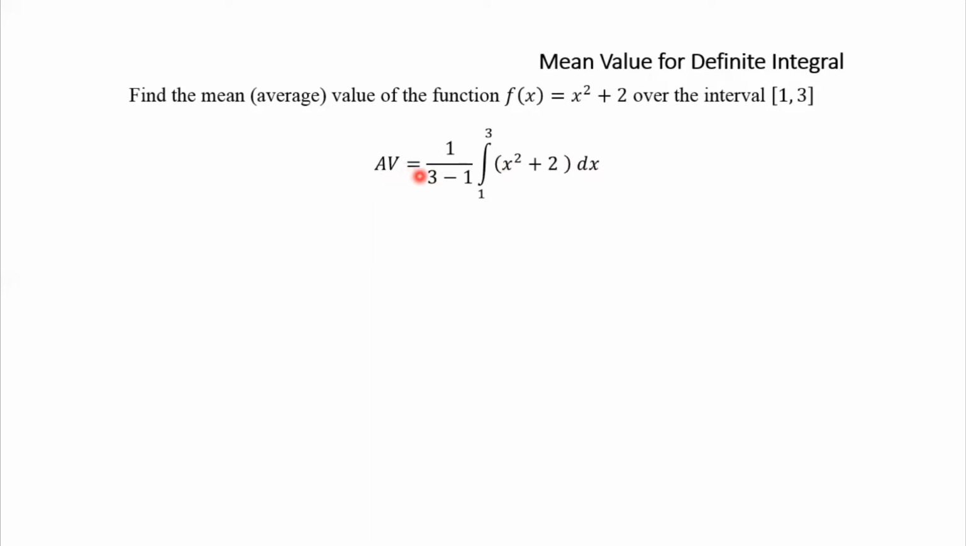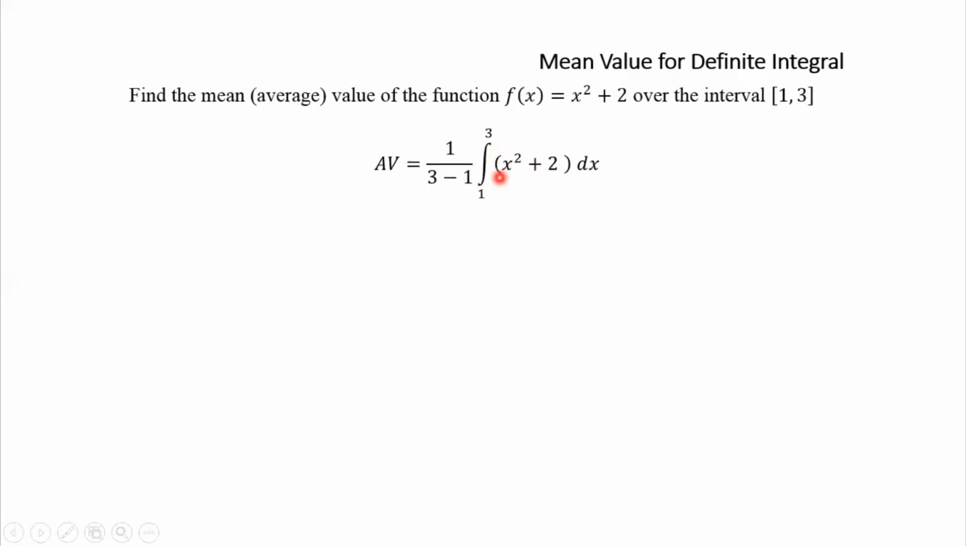Earlier we discussed that the formula is 1 over b minus a. Since our b is 3 and our a is 1, we simply substitute 3 minus 1, times the integral of the given function. In this case, our given function is x squared plus 2. So x squared plus 2, then we use the lower limit and the upper limit. The lower limit is 1 and the upper limit is 3.